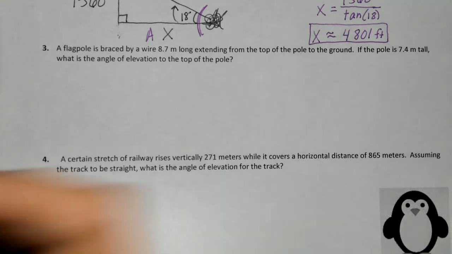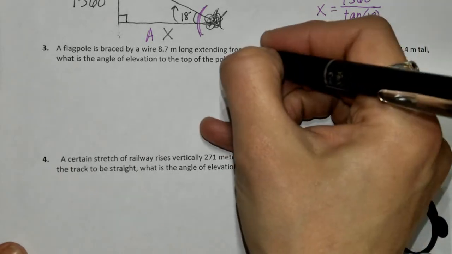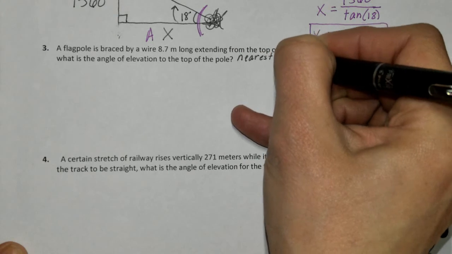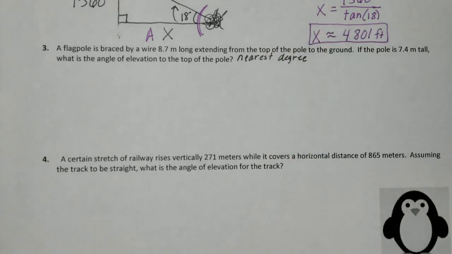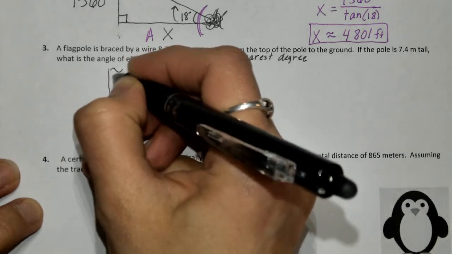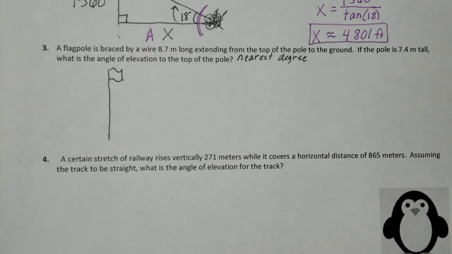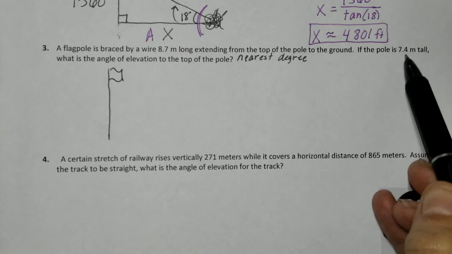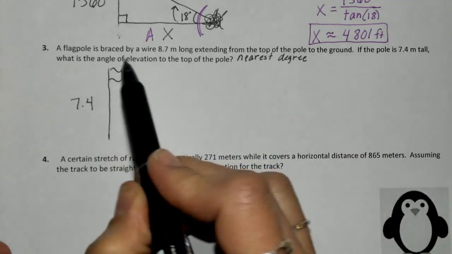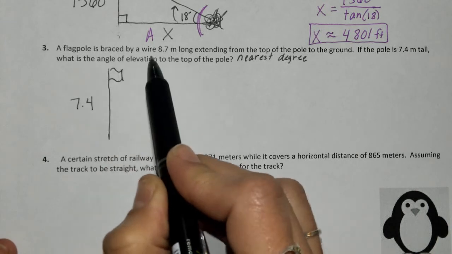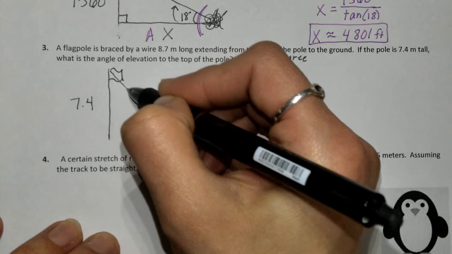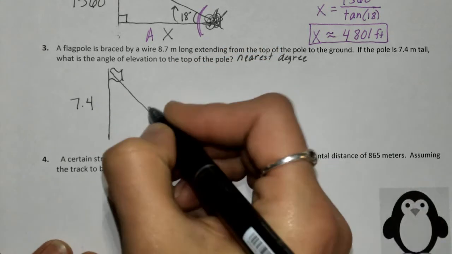Yours should say round to the nearest degree. So a couple things here we want to see. We've got our flagpole. We know that the pole is 7.4 meters tall. We have a wire that's braced extending from the top of the pole to the ground. That is going to be our diagonal. So here's our 8.7.